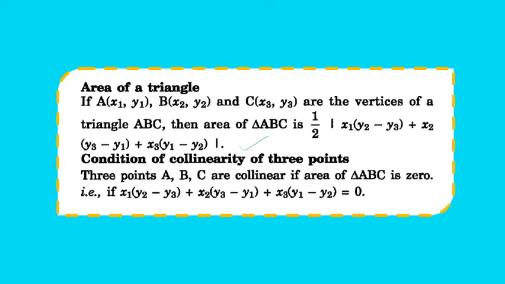Whenever we have to prove that 3 points are collinear, we can simply find the area of the triangle, and if the area of the triangle comes out to be 0, then the points are said to be collinear. Clear? So remember these points.